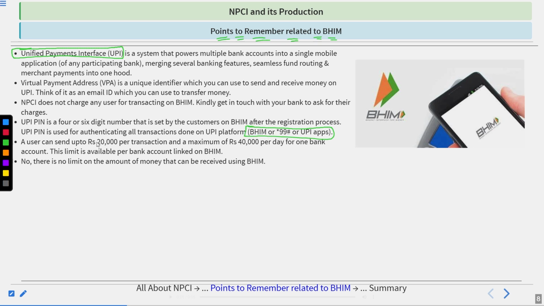A user could send up to rupees 20,000 per transaction and a maximum of rupees 40,000 per day for one bank account. This limit is available per bank account linked on Bheem. There is no limit on the amount of money that could be received using the Bheem.